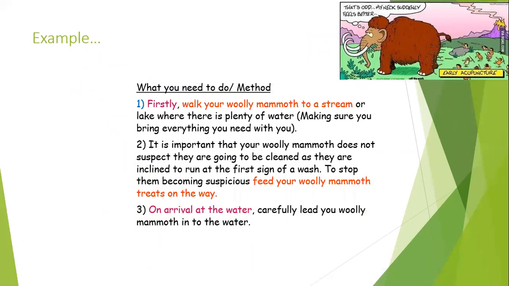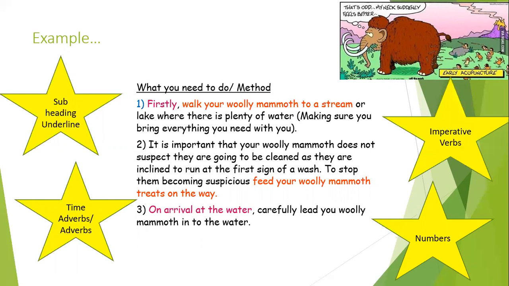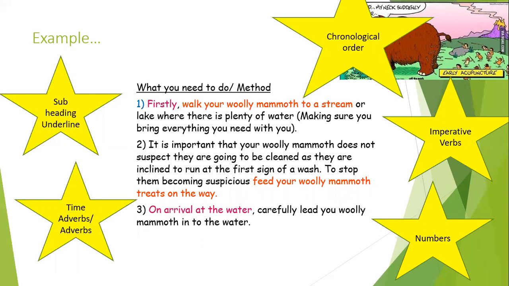Did you collect all those stars? Let's check. Number 1 is for a subheading underlined. Do you have that? Number 2 is for using numbers for your steps. Number 3, using time adverbs or other adverbs. That gives you another star. Number 4, have you used your bossy verbs? Number 5 is your list in chronological order from the first step through to the last.